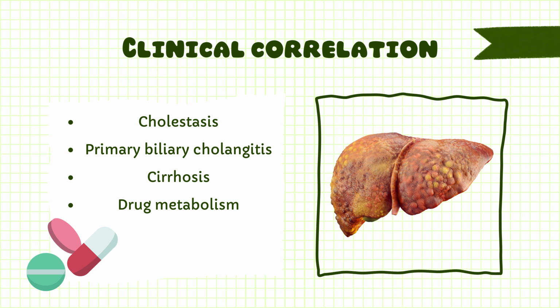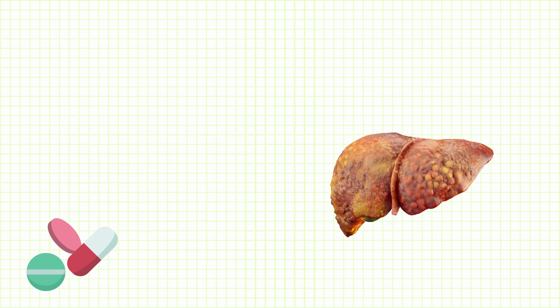Let's hit some quick clinical facts. Cholestasis means blocked bile flow. Think jaundice, pale stools, and dark urine. Primary biliary cholangitis is autoimmune. The bile ducts get attacked. Cirrhosis is long-term liver damage. It can cause portal hypertension, fluid buildup, and even brain fog. And don't forget, the liver handles first-pass metabolism. That's why drug dosing matters.